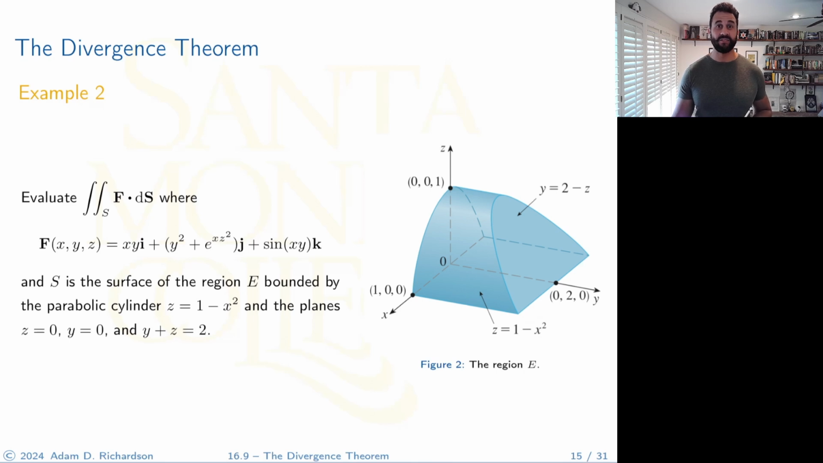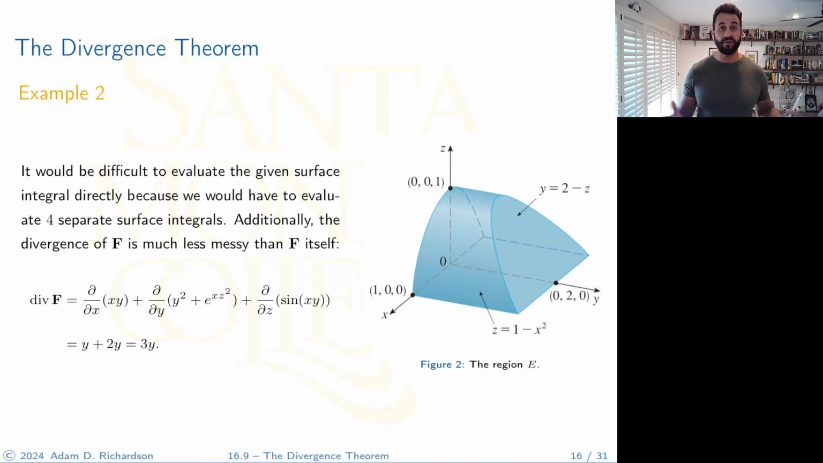Okay, now let's do it together. This is a great opportunity to use the divergence theorem, if for no other reason than the fact that you would have to compute 4 separate surface integrals if you wanted to compute the surface integral over this surface. So at least there's that. That's already going to be difficult. You don't want to have to do an integral 4 times, right?